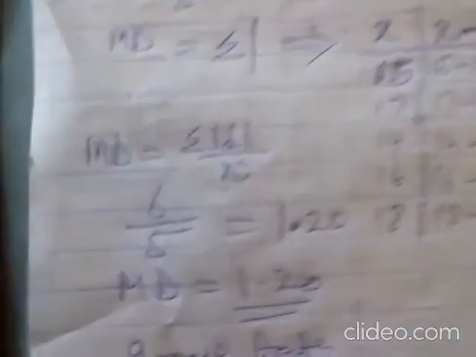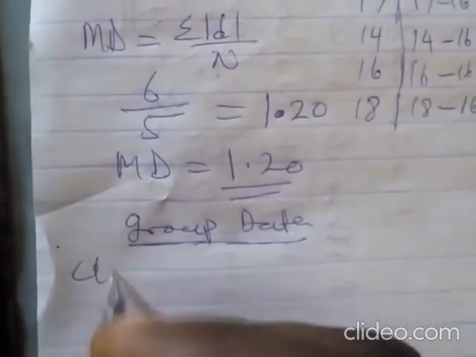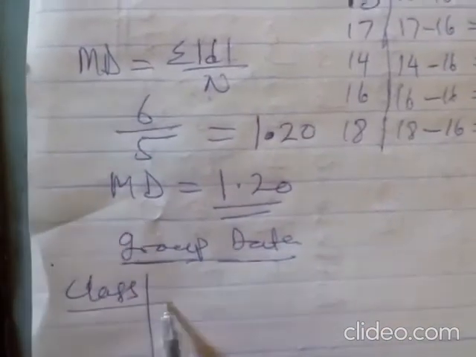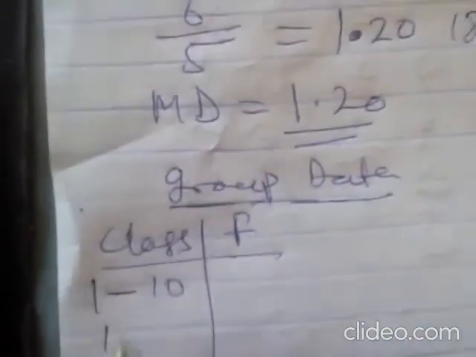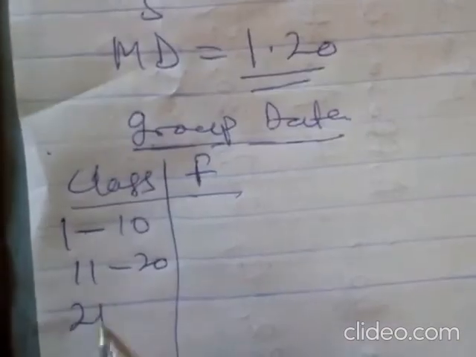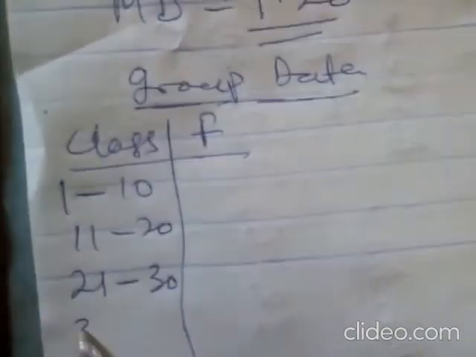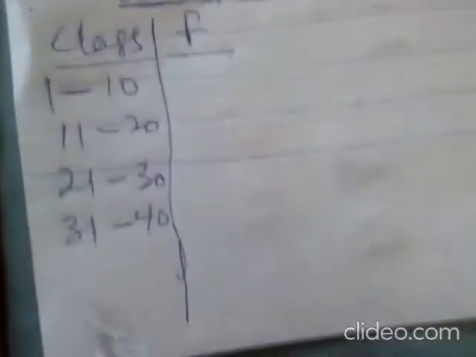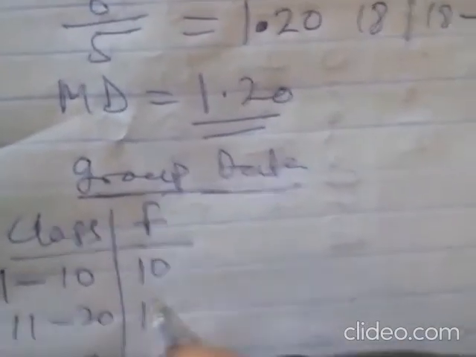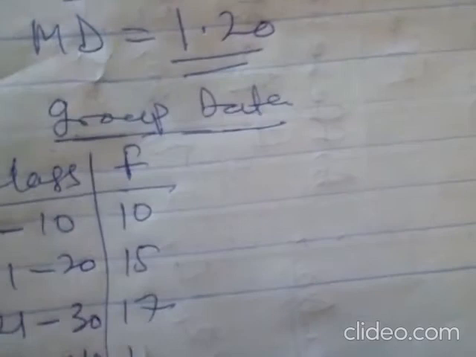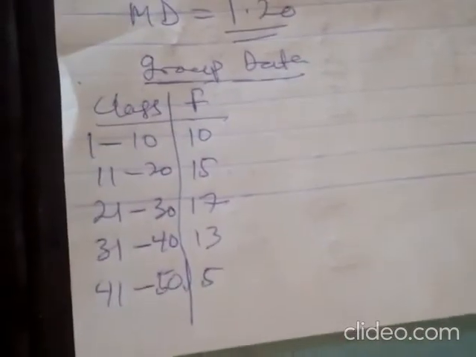Now the question for our grouped data is, we have a table with class and frequency. So we'll be given a table with a class and frequency. This is 1 to 10, this is 11 to 20, 21 to 30, 31 to 40, and 41 to 50. And we have the frequency of each of them. The first one is 10, next is 15, followed by 17, another 13, then we have 5. Now we are asked to find the mean deviation of this grouped data.